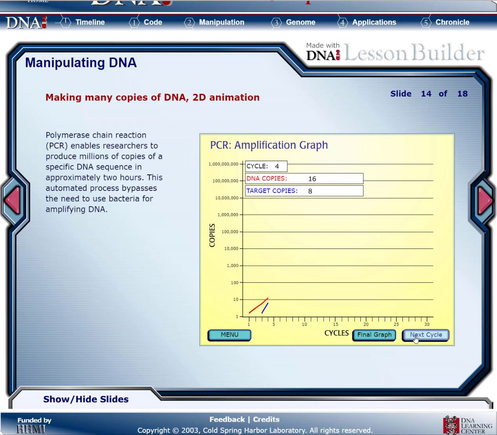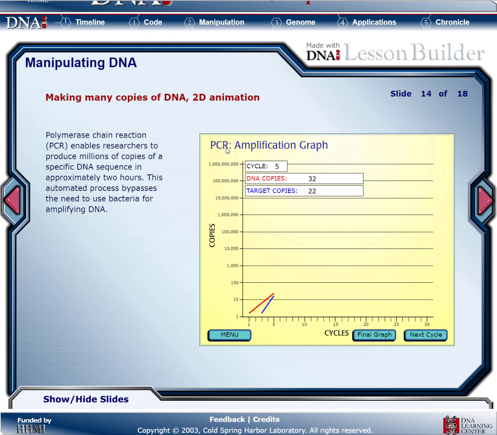Next cycle, DNA copies went to 32, so we doubled them, 16 times 2, and we went from 8 to now 22 target copies. Okay, sorry about that interruption with the phone.